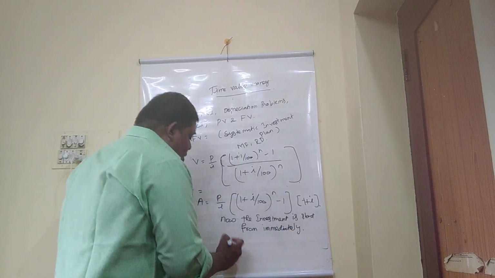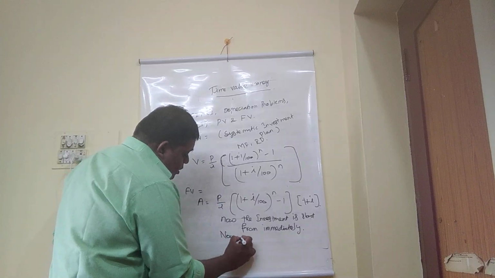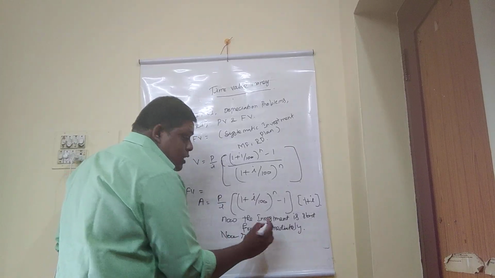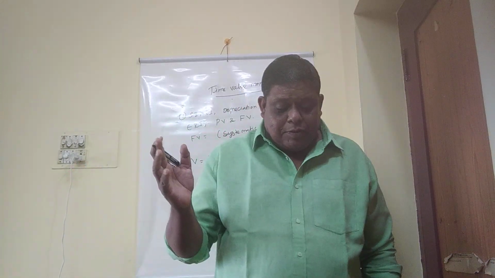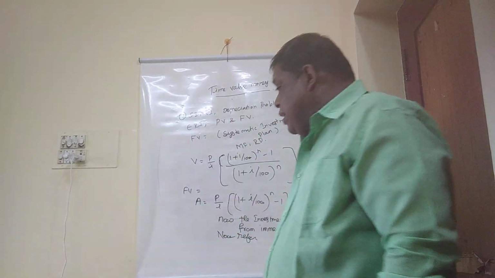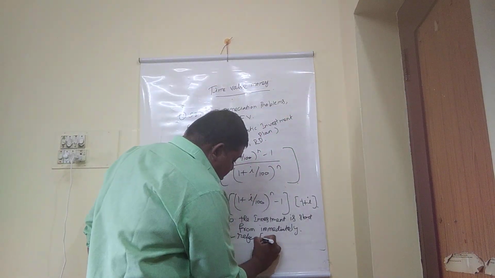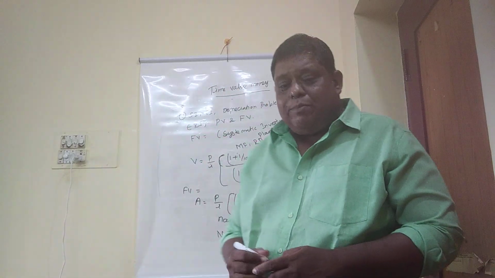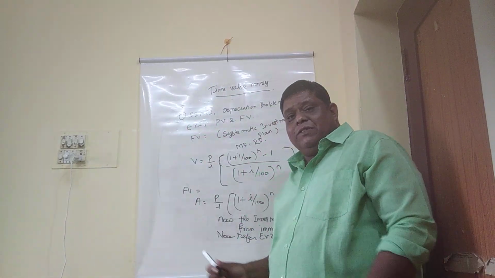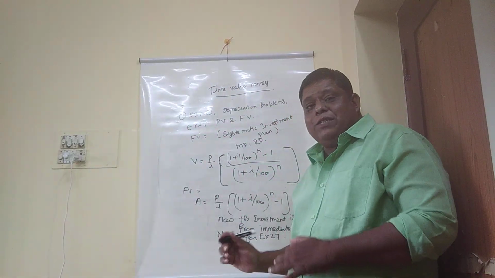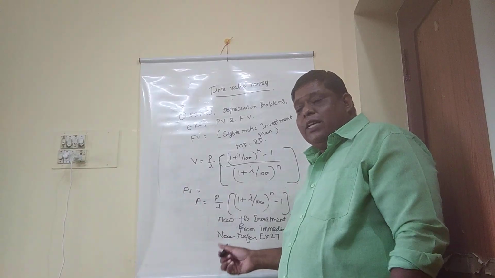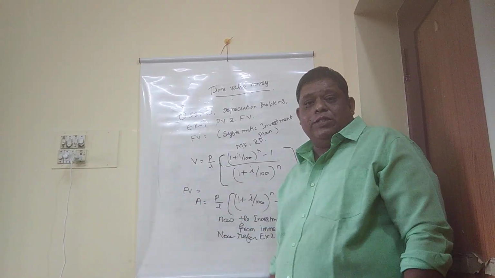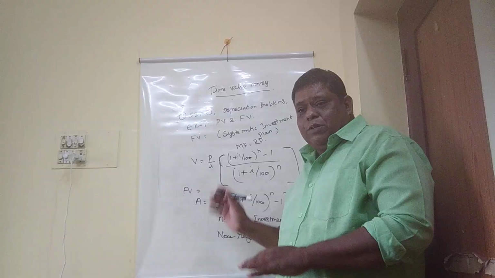Okay. So now refer to example number 27, in the time value of money concept. Now the investment is starting from immediately. Now we follow this formula. Okay. Can I have the board?